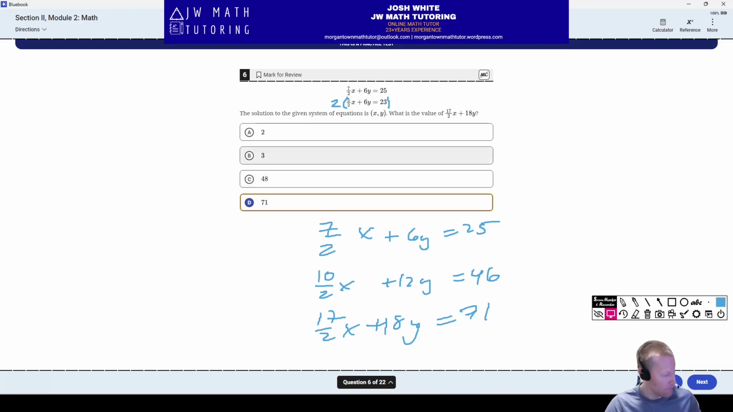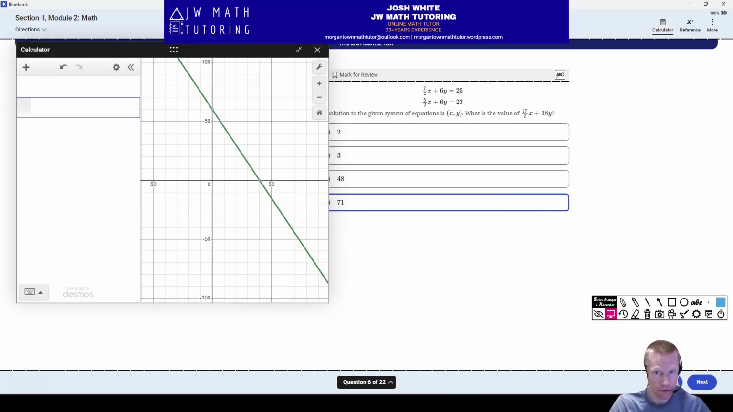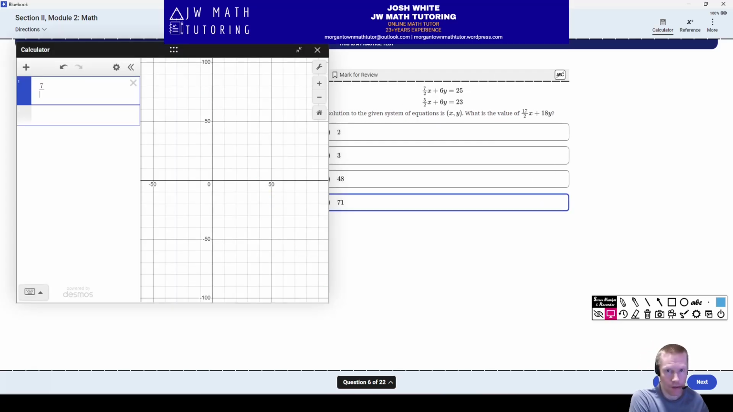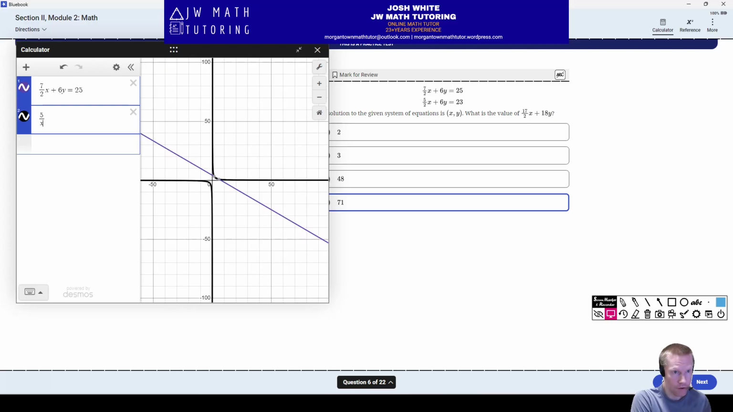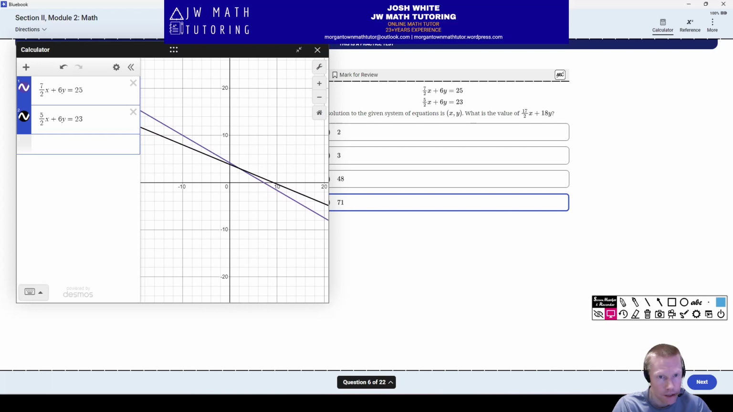However, that's not obvious to everyone. So instead, let's go into Desmos and see how I can do this in Desmos. So your natural instinct would probably be just to type each equation, then get the xy value. All right, here we go. So where is the intersection point? All right, looks like it's right here at (2, 3).